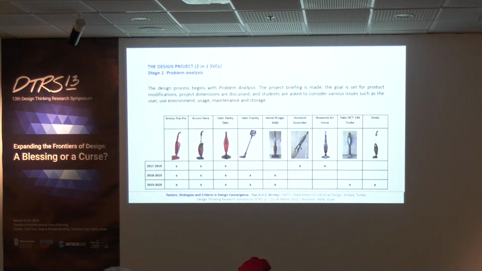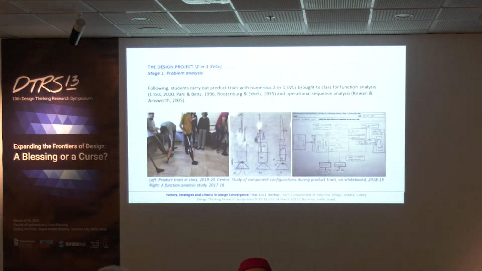The design process begins with problem analysis. The project briefing is made, the goal is set for product modifications, project dimensions are discussed, and students are asked to consider various issues such as the user, the use environment, usage, maintenance, and storage, etc. Following, students carry out product trials with numerous stick vacuum cleaners brought to class for function analysis and operational sequence analysis.